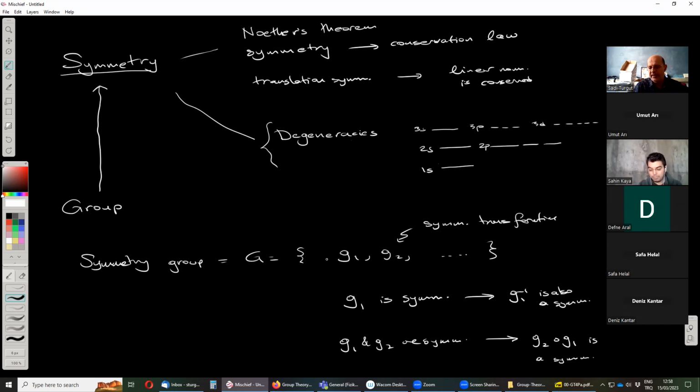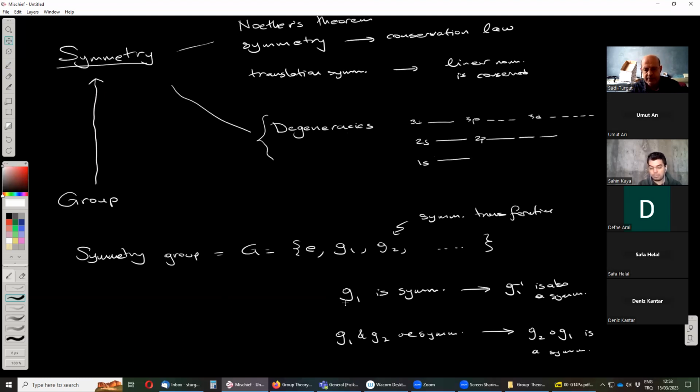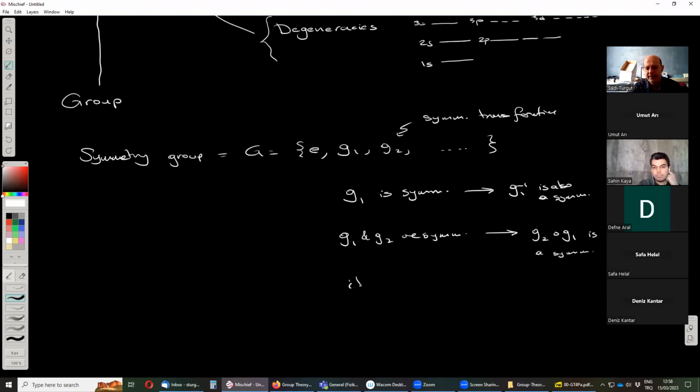There's one last thing in here. There's something that we call the identity element. That's essentially a transformation that does nothing at all. That's also a symmetric transformation. And so, it should have this kind of element as well. So that's called an identity. Identity is also a symmetry.